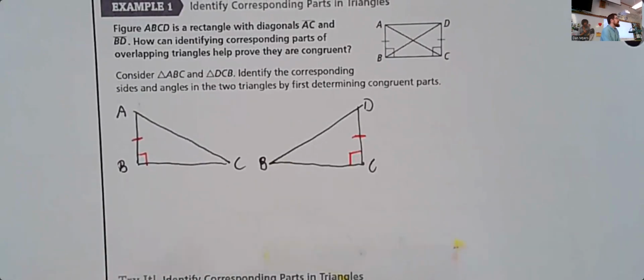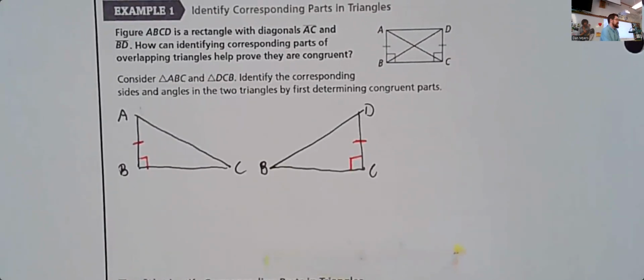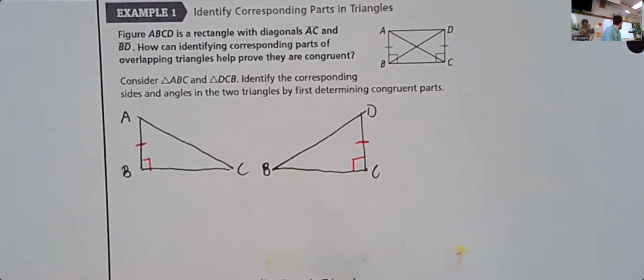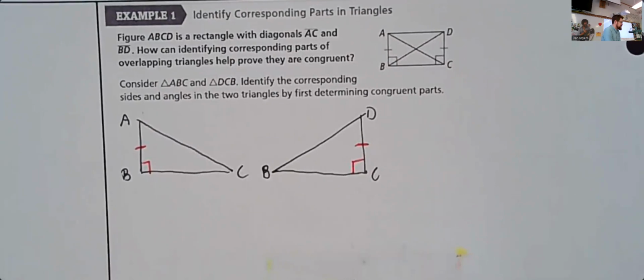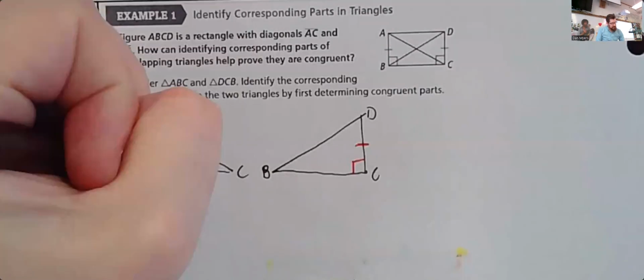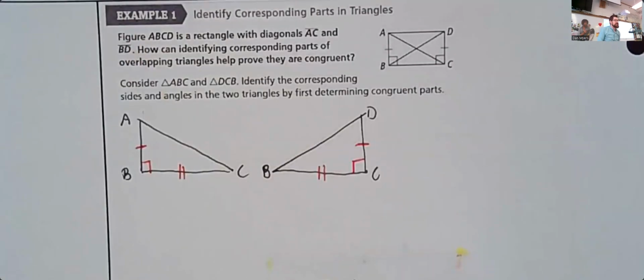All right. If there are two triangles that have overlapping parts, those overlapping parts could be side lengths, they could be angles, they could be parts of side lengths, they could be parts of angles. So do you notice any overlapping sides here? Yeah, BC and CB, they overlap. The bottom length of that rectangle is the bottom of each triangle, which means that those have to be congruent because it's the same side length on each triangle.